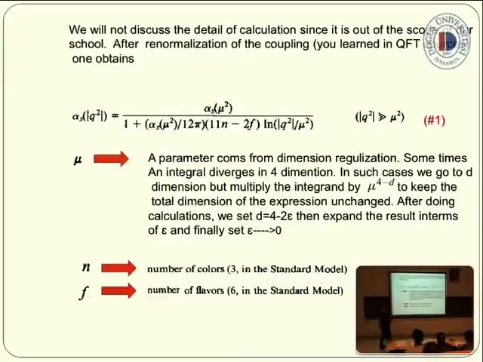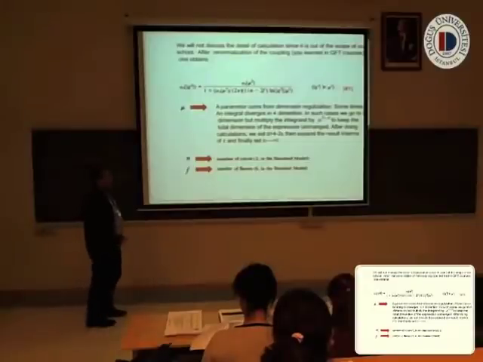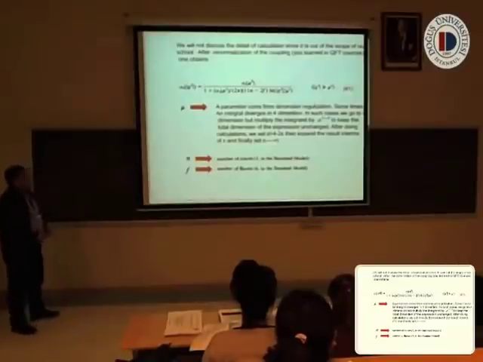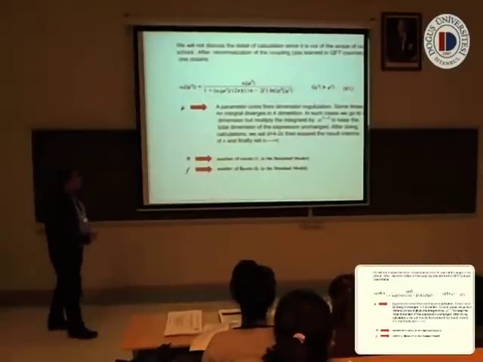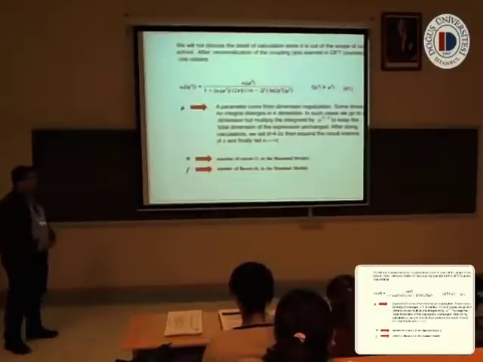If you calculate those diagrams, finally you will get this expression. This is similar to the one you saw in QED, but here we have, for example, a number of colors and a number of flavors. In the standard model, the number of flavors is 6 and the number of colors is 3. Here you see a scale parameter mu, but this parameter comes from the dimensional regularization.